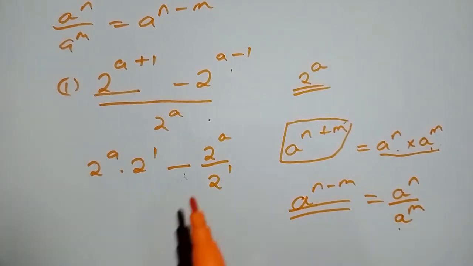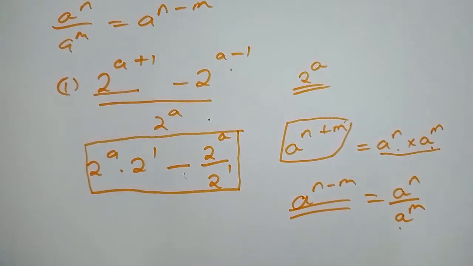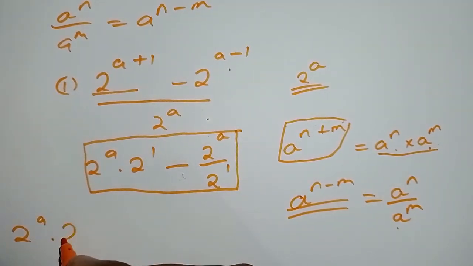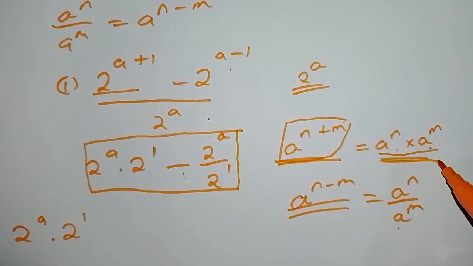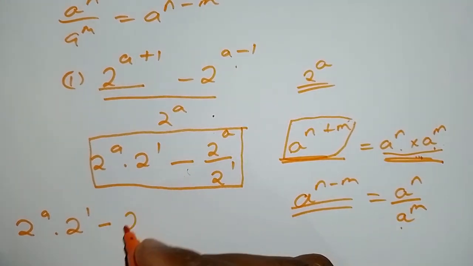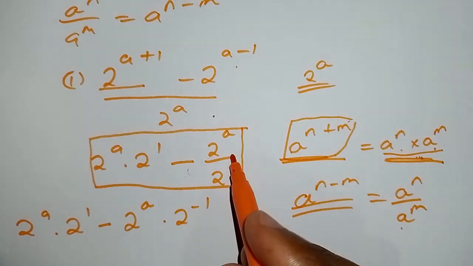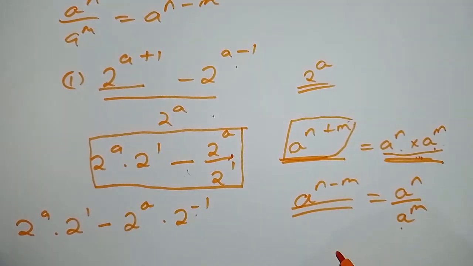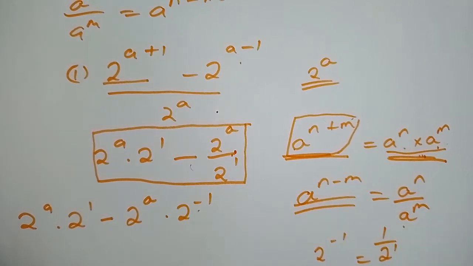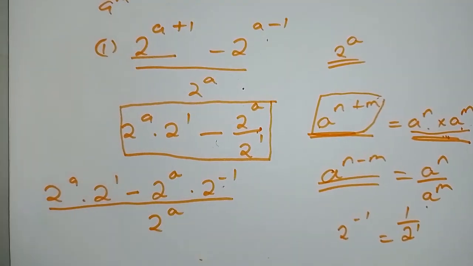I hope you understand. If you don't, let me take you step by step, just to see how we came to this conclusion. I'm going to have 2 to the power a multiplied by 2 to the power 1. This can be written like this, and we can reverse it and write it in this form. And then minus, this can be written as 2 to the power a multiplied by 2 to the power minus 1. This can be changed because 2 to the power minus 1 can be written as 1 over 2 to the power 1. So now I'm going to have all divided by 2 to the power a. Very clean. I hope you understand.